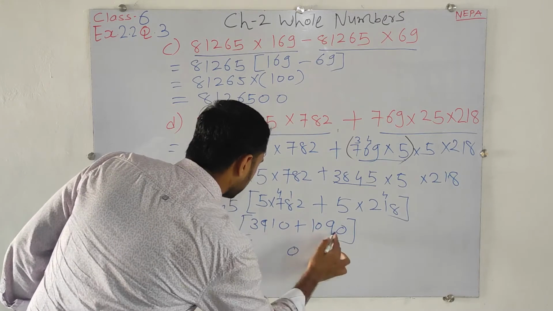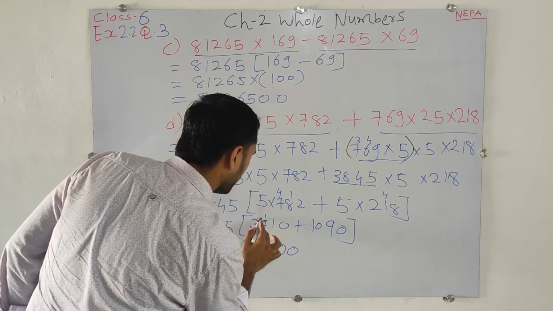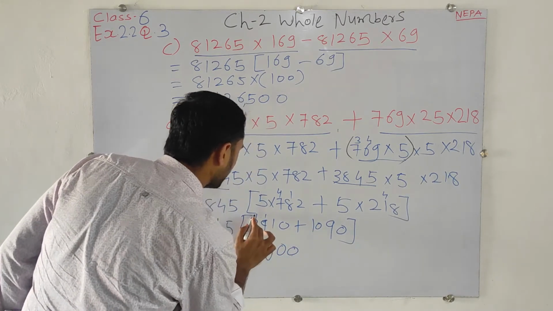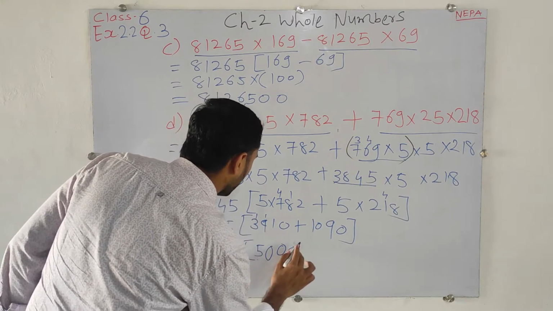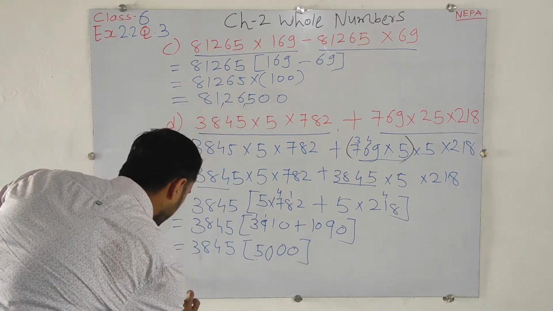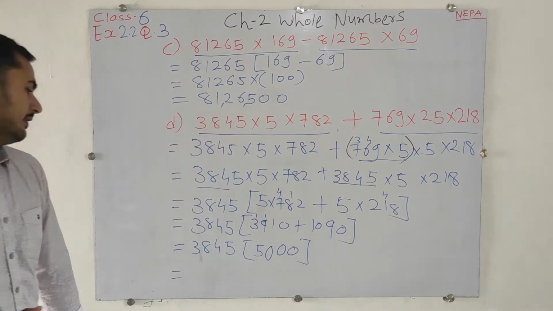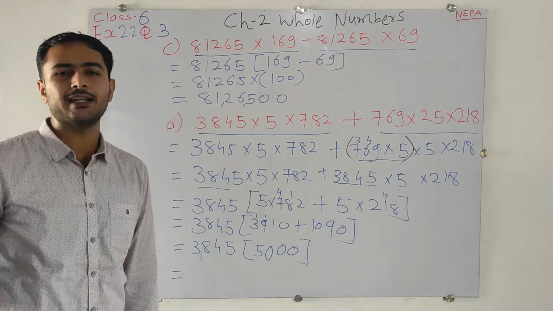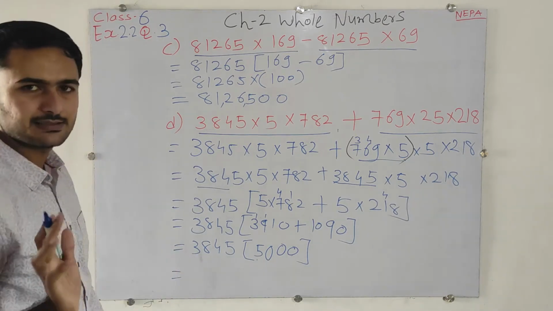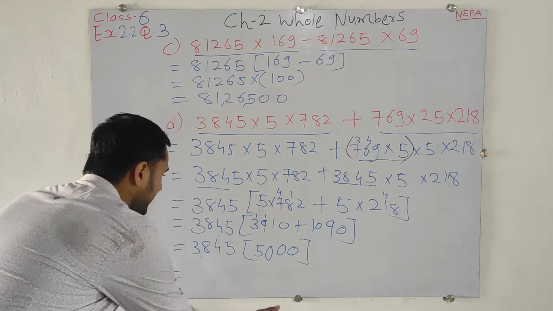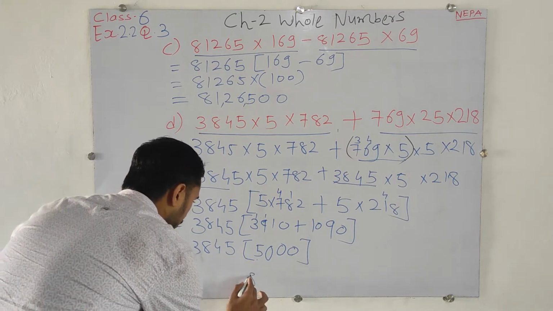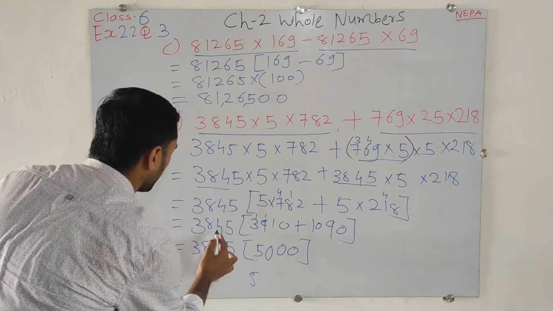Here is 0. 9 and 1, 10. 1. 9 and 1, 10. 0. 1. 3 and 1, 4 and 1, 5. 5000. Okay. Now the next process. No sign is there. It means there is multiplication. The multiplication sign is there, which is invisible. Now again, just multiply. 5 5s are 25. 2 here. 5 4s are 20, 0. 2 here.